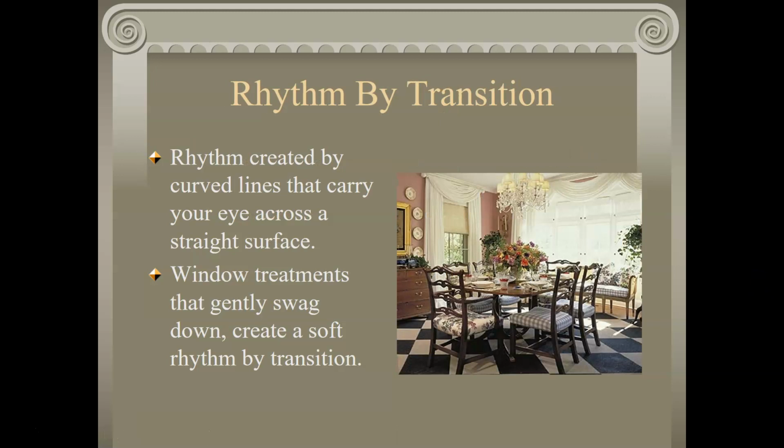Rhythm by transition. Rhythm created by curved lines that carry your eye across a straight surface. In the picture, it's the window treatments that gently swag down and create a soft rhythm by transition.